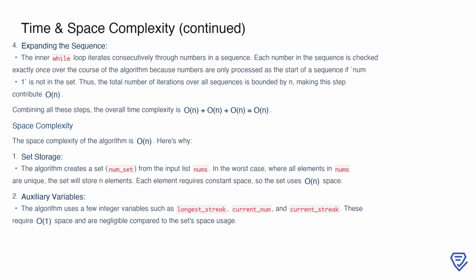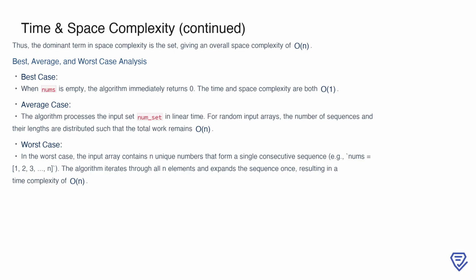For space complexity, the algorithm primarily uses the set number_set, which stores up to n elements in the worst case, requiring O(n) space. The additional integer variables used, like longest_streak and current_number, require only constant O(1) space, which is negligible compared to the set. Therefore, the overall space complexity is O(n). Since the set is the dominant factor in space usage, our overall space complexity is O(n).